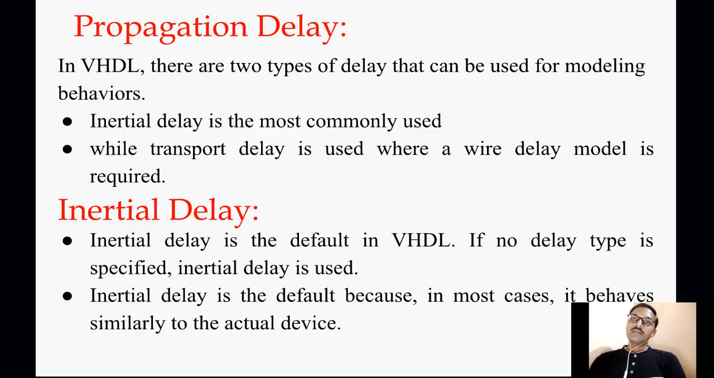Now let's see an important topic, that is propagation delay. You already know what propagation delay is. Propagation delay is the time required for any circuit to convey the input to the output. In VHDL there are two types of delay that can be used for modeling behavior. The first is the inertial delay, which is most commonly used, while the transport delay is used where a wire delay model is required. So let's see what inertial delay is.